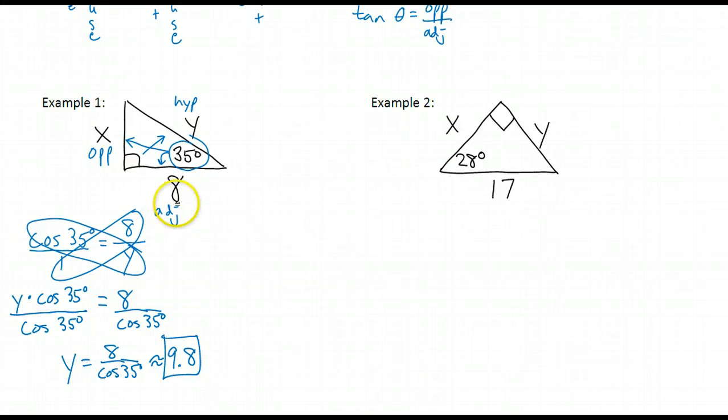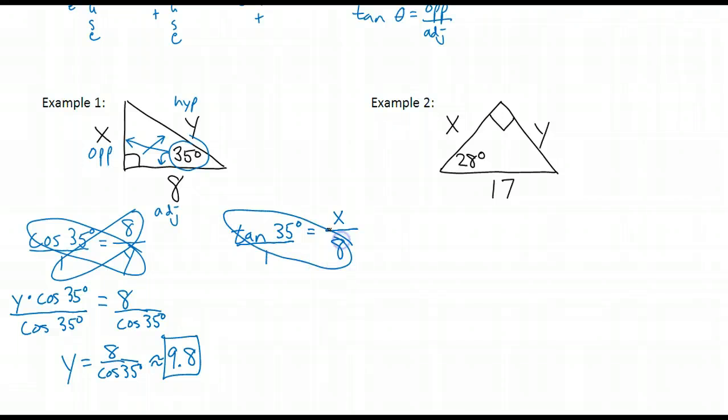I'm going to use the other trig ratio involving the adjacent, and that's tangent. So tangent of my angle, 35 degrees, equals the opposite side, x, over the adjacent side, 8. I'm going to turn this into a ratio. So now I have a proportion, and to solve this proportion, I'm going to cross multiply. Drop down my equal sign, and I'm going to have 8 times the tangent of 35 degrees equals x.